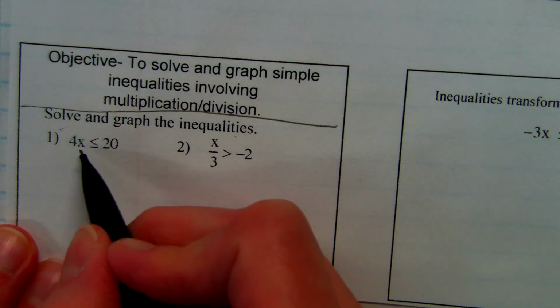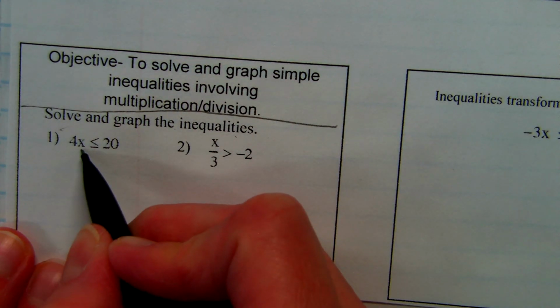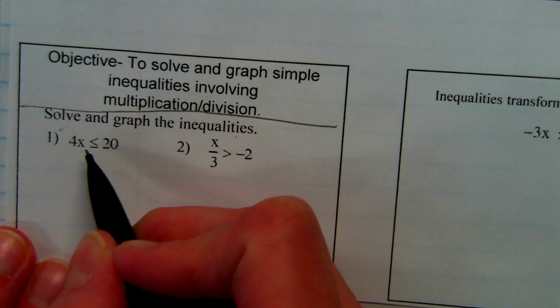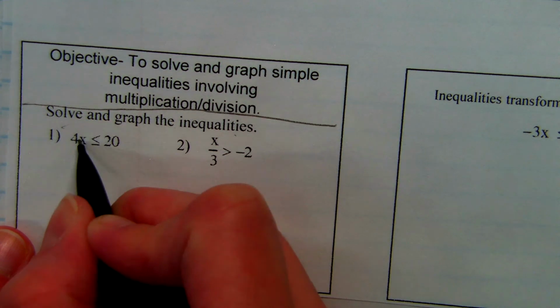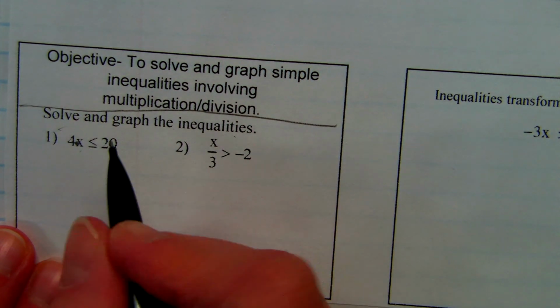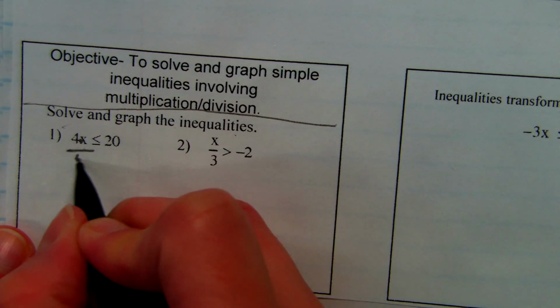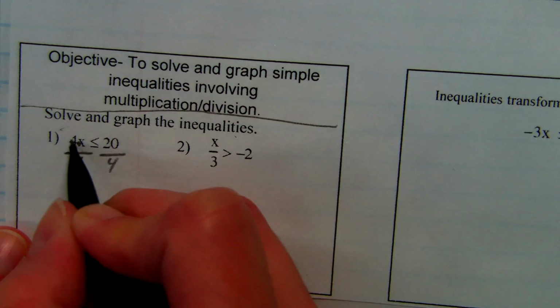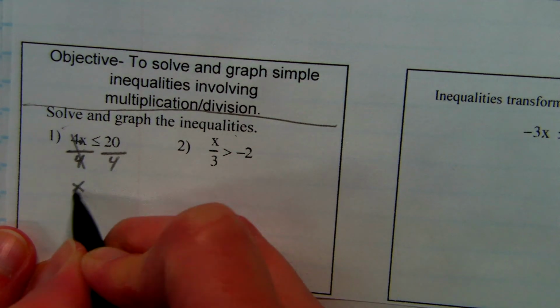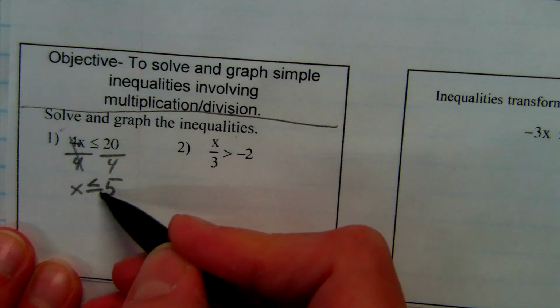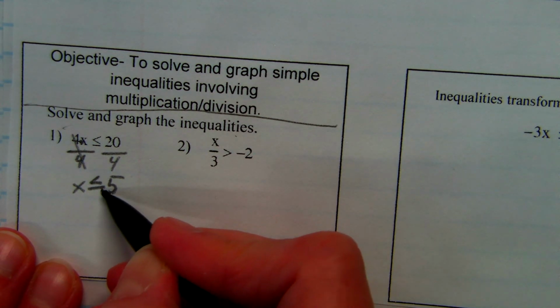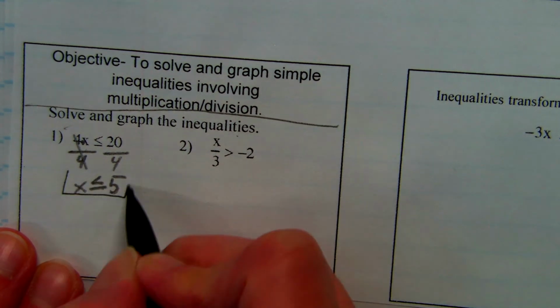So if I have 4x on this side, how do I get x by itself? So this is 4 times x. What's the opposite of times? Divide. So we're going to divide both sides by 4. So that cancels this out, and we get x is less than or equal to 5. It's really easy to want to put equals here because we're used to writing equals. It's not equals. It's less than or equal to.